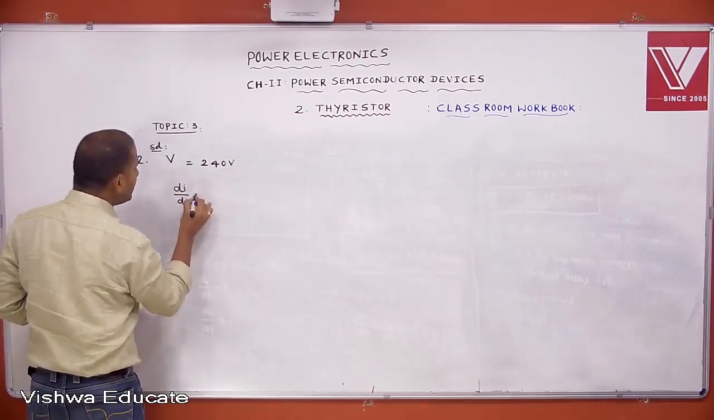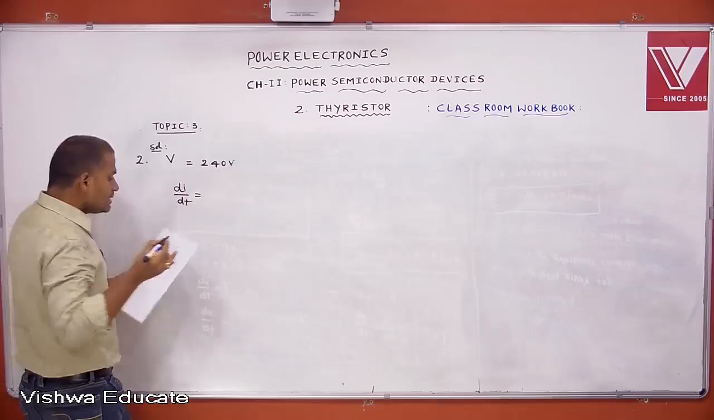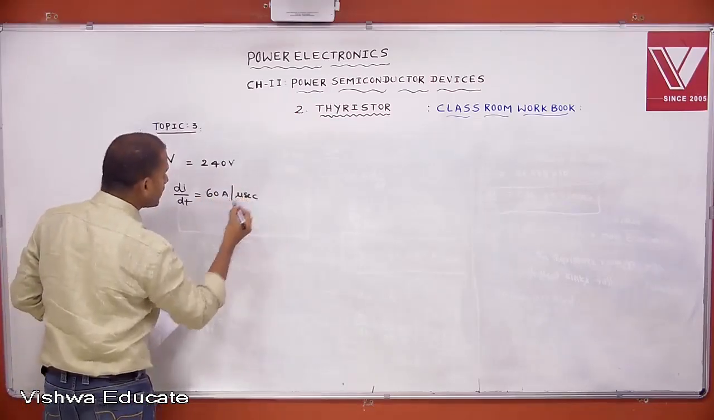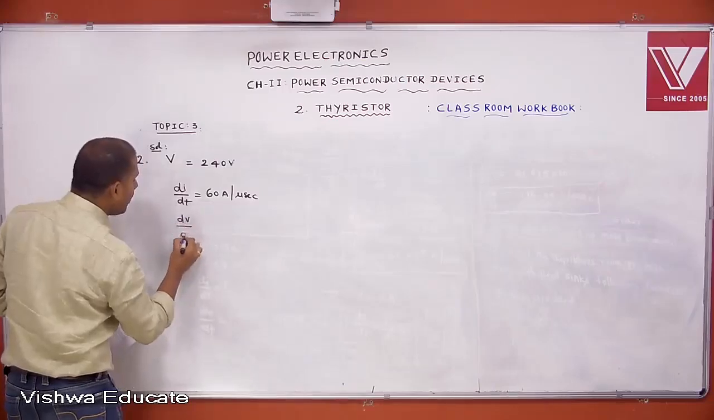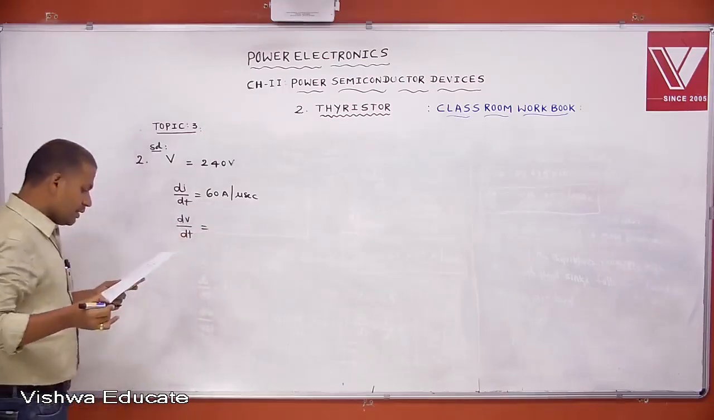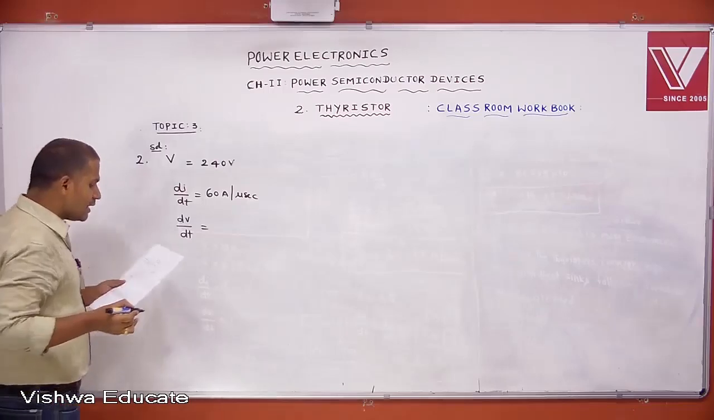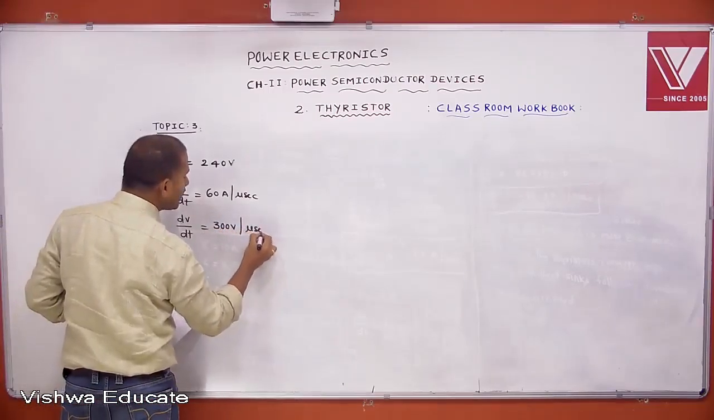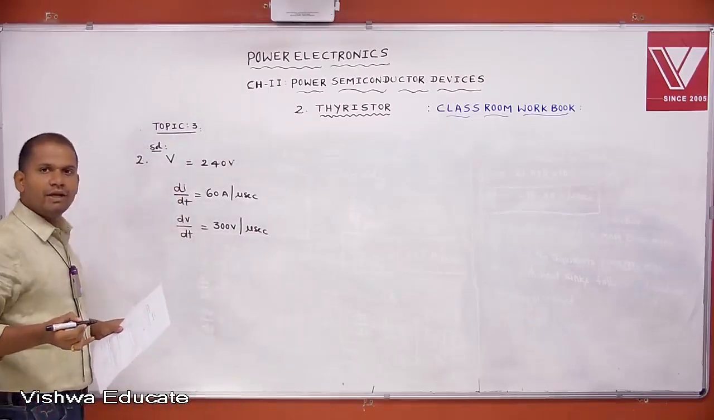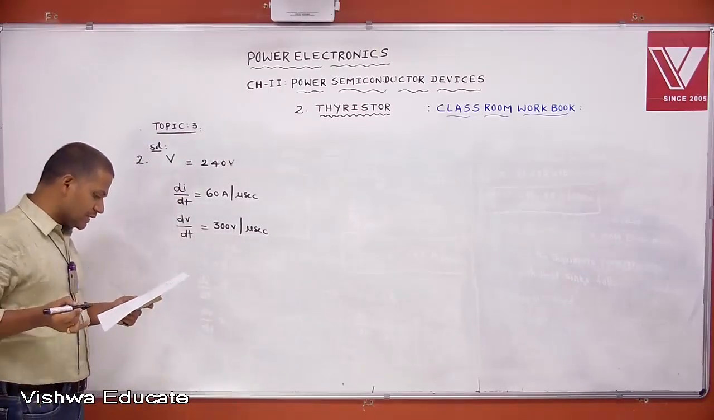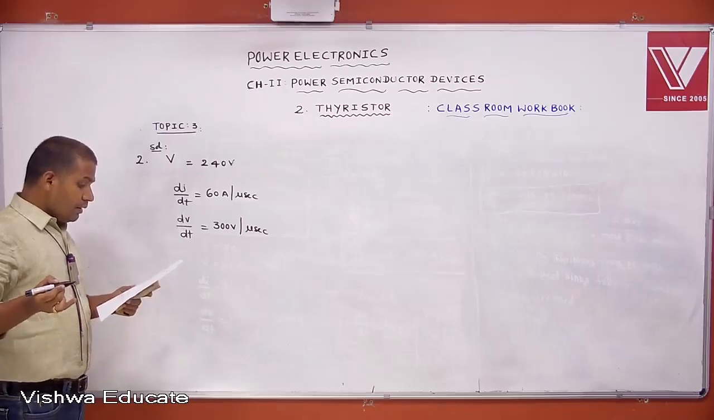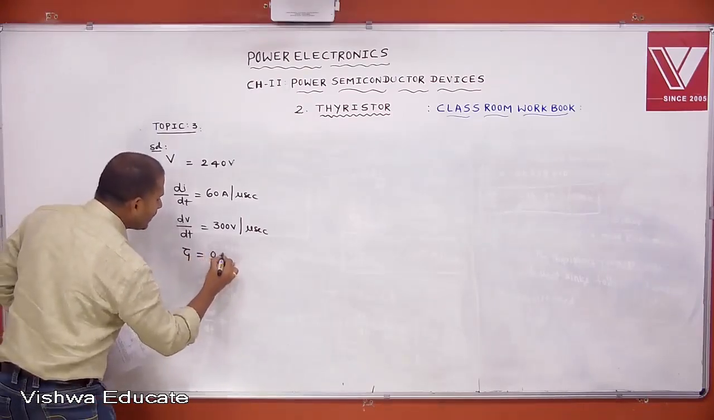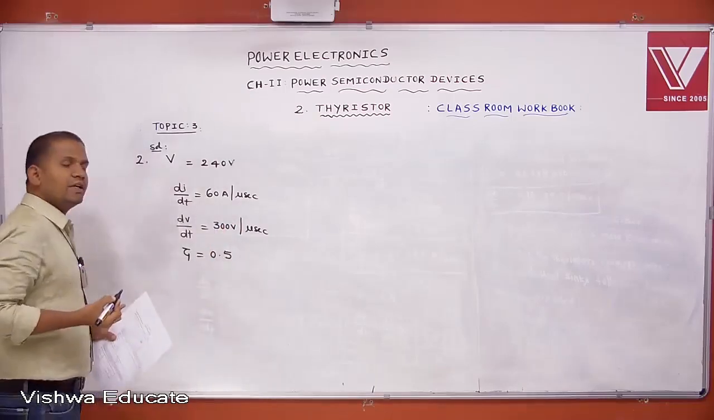How much di by dt is given? 60 amperes per microsecond. How much dV by dt is given? The value of dV by dt is 300 volts per microsecond. Then take damping ratio as 0.5. Zeta equal to 0.5.